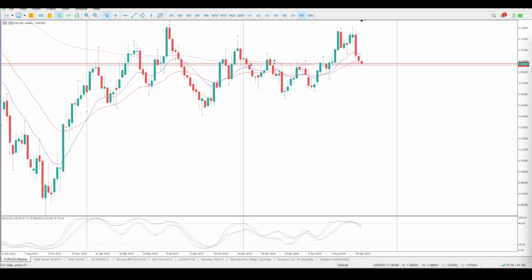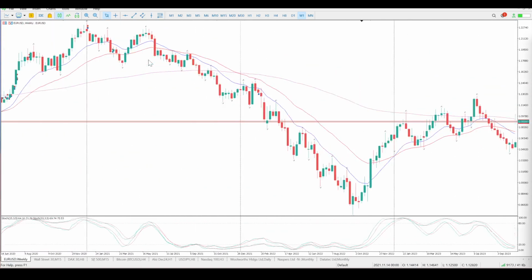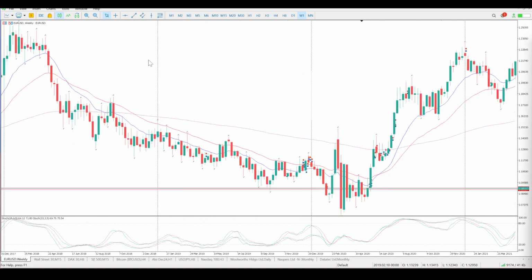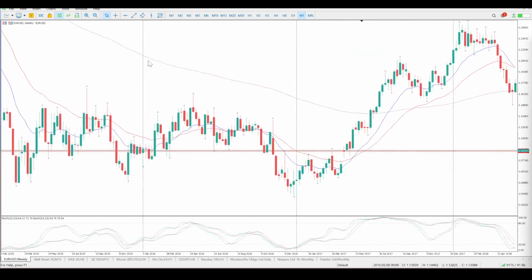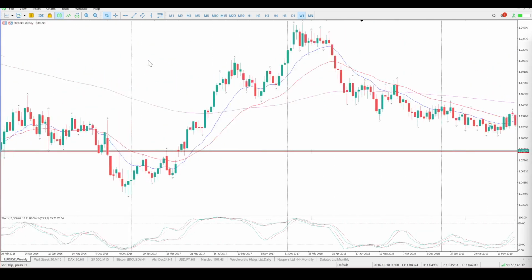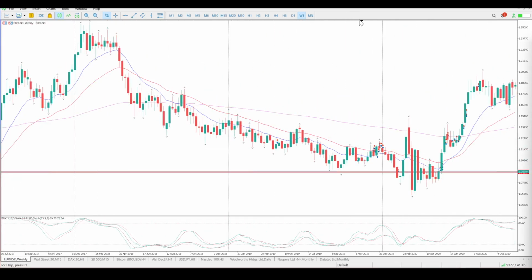Just starting off on the weekly, I want to highlight this zone that we're in at the moment. You can see the weekly support, and if you go back in time, you'll see that there's a lot of structure to be found in this area. So pay very close attention to it.